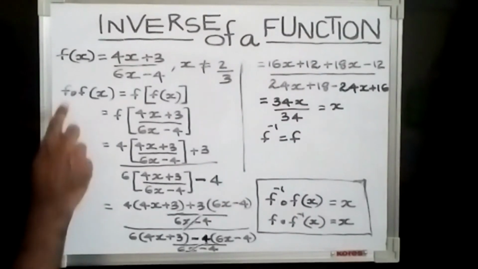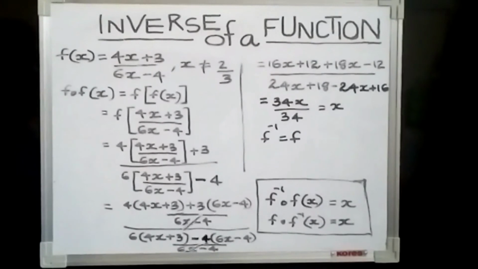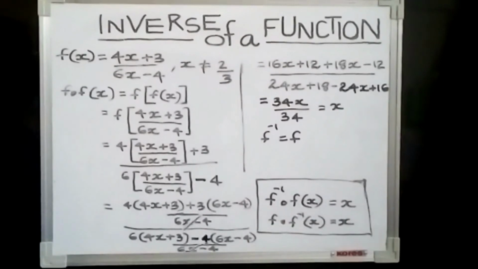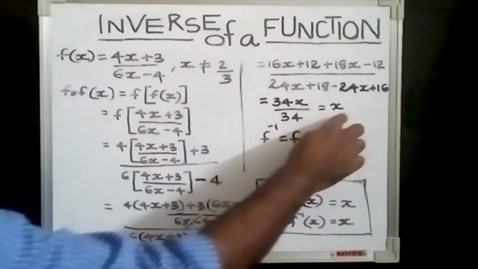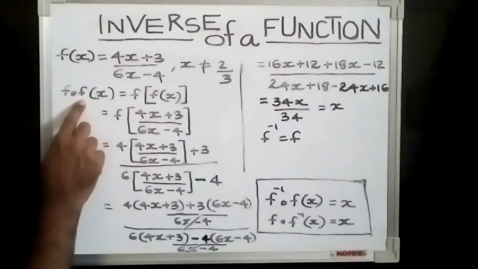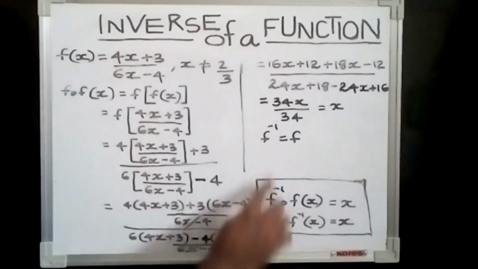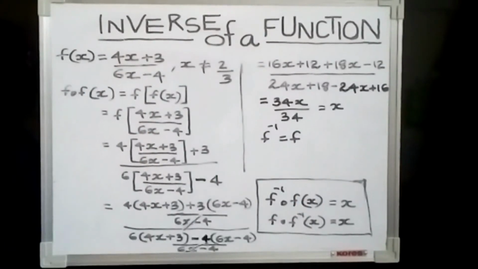Thus we have f of f of x equal to x, which means that f inverse of f of x equals x and f inverse of x equals f of x. It means that f is nothing but f inverse itself. Here in this problem, the function is the same as its inverse. Thus f inverse equals f.